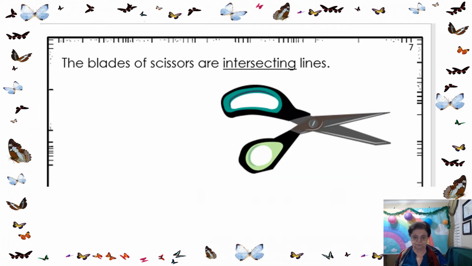The blades of a scissors are intersecting lines. They meet right there where the scissors gear is.